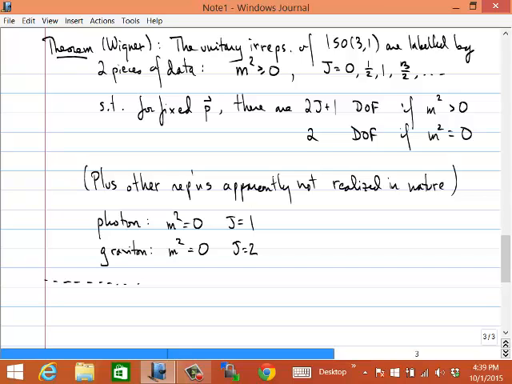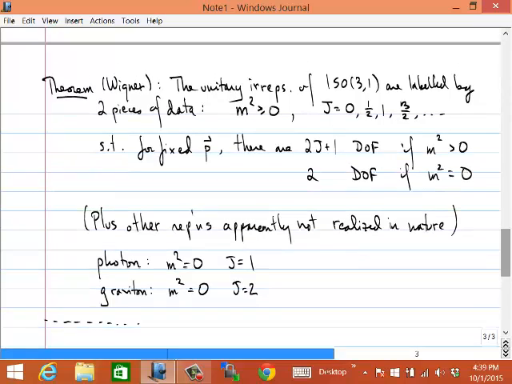Yes? What's the group ISO(3,1)? Oh, that's just a fancy name for the Poincare group, the group of symmetries of special relativity. Sorry, I introduced that terminology last class, but I'll just call it the Poincare group. But you will see that mathematical terminology somewhere.